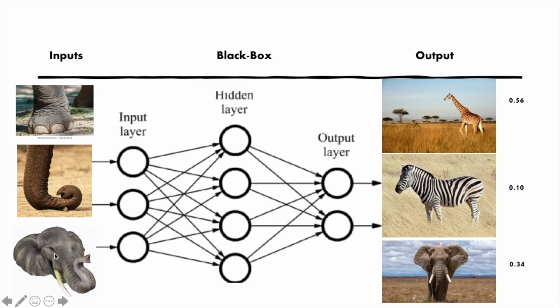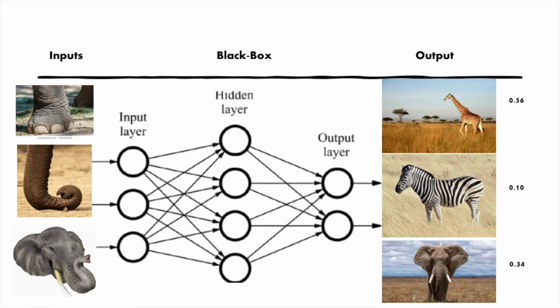So assume for this example, and for a given set of weights which I have assumed, this is the output level which I get, where it says that with 56% confidence it is a giraffe, 10% confidence it's a zebra, and 34% is elephant. Clearly we know that this neural network is not working because we know that this is an elephant. But here, for the given set of weights, it says it is 56% giraffe. So what we do is we go ahead and change the weight.